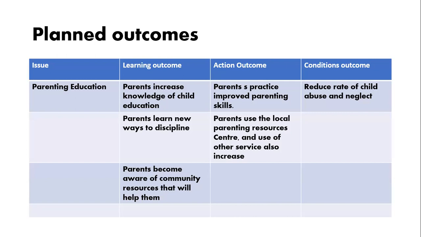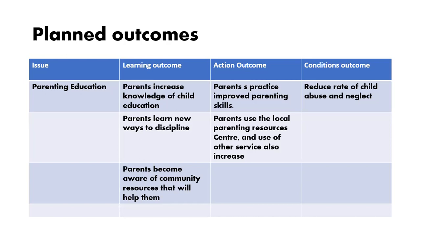Learning outcome. The action outcome is parents practice improved parenting skills. What does that mean? They will practice it. This is action. So they change their behavior. Parents use local parenting resource centers and other sources. They adapt to the available resources and practice it. The condition outcome is reduced rate of child abuse and neglect. These are the conditions. Condition means the long-run change in the system.